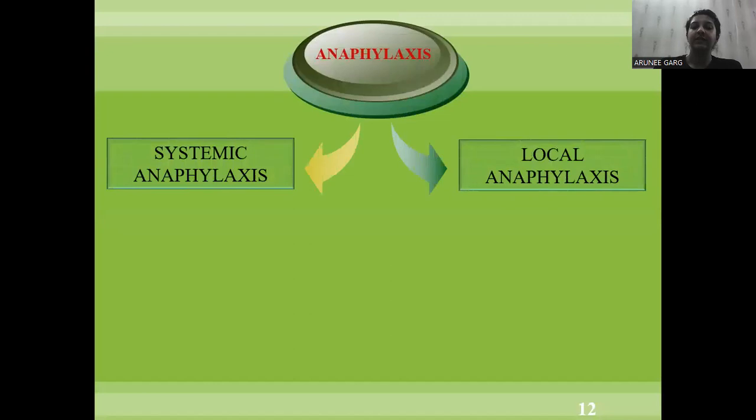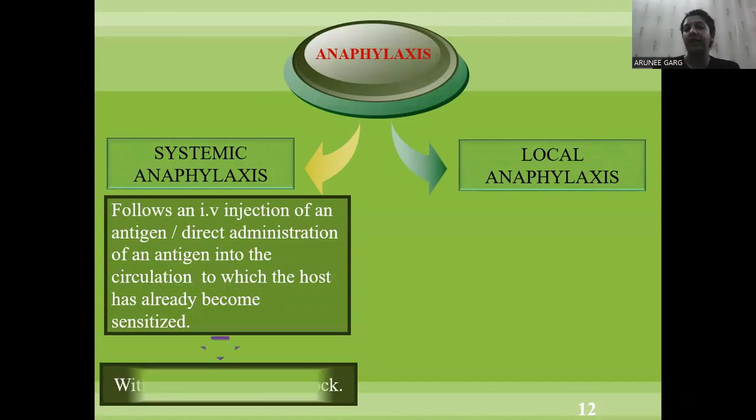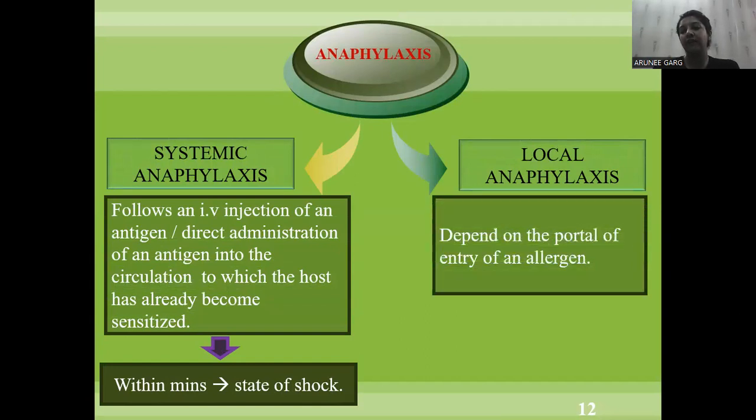Now, anaphylaxis can be of two types: systemic and local. Systemic anaphylaxis follows an intravenous injection of an antigen or a direct administration of an antigen into the circulation to which the host has already been sensitized. Within minutes of exposure to an antigen systemically, a state of shock can be reached. Whereas in local anaphylaxis, it depends on the portal of entry of an allergen.